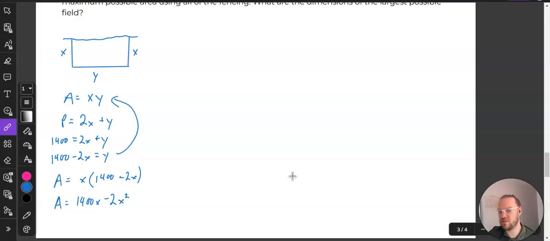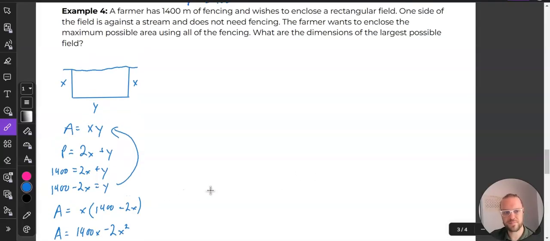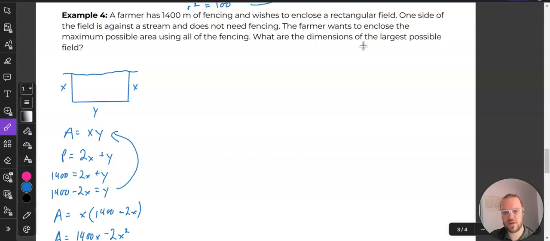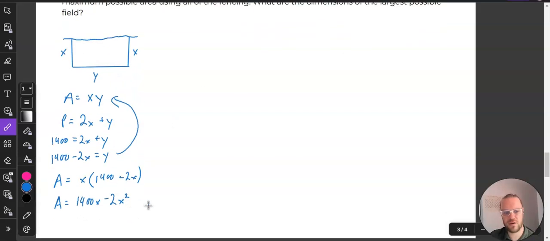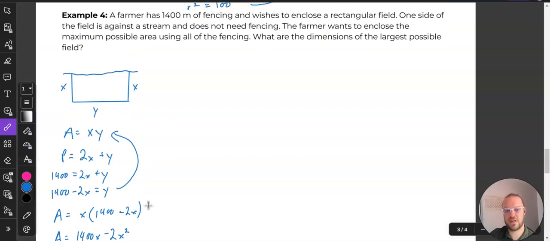Now, obviously, we don't have to. We could later take the derivative of this with it being a product rule, but why? It's so much easier to just plug this x in. And as we learned earlier, it's much easier to take the derivative of a polynomial-like looking function. All right, so now we need to know what are the dimensions. Well, that means that we need to figure out what is going to maximize x here. So we're going to have to find A prime, which will be 1,400 minus 4x.